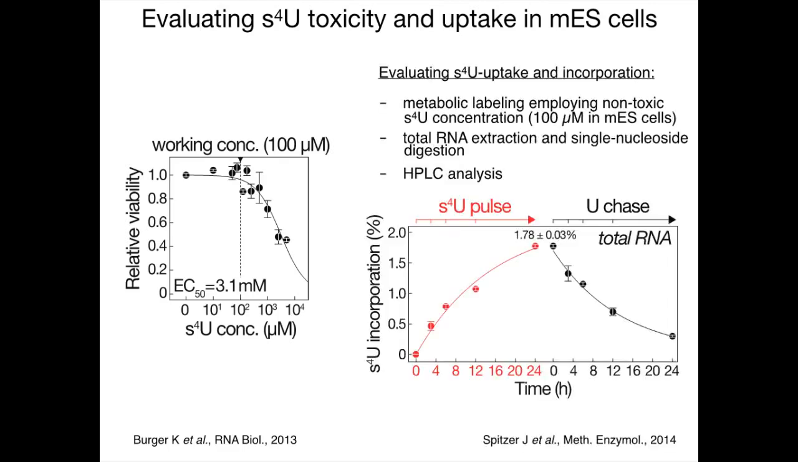And second, before going into library preparations, we recommend testing uptake of 4-thiouridine and incorporation into RNA, which can be rapidly assessed after total RNA preparation and single nucleotide digestion, followed by HPLC analysis as previously described, as shown in the citation. For this, we recommend labeling to saturation, that means for 12 to 24 hours, because the majority of transcripts in total RNA consist of very stable non-coding RNA species, including rRNA and tRNA.